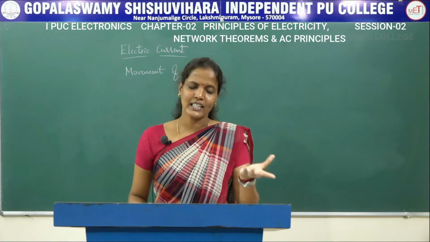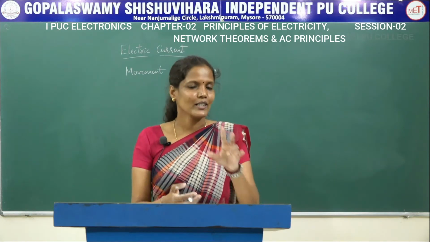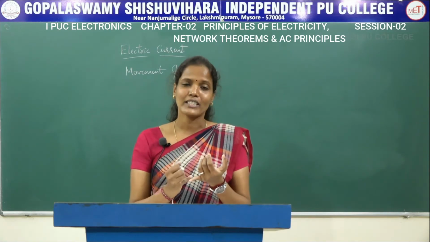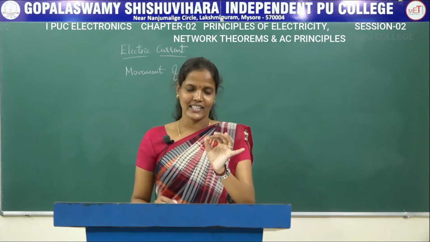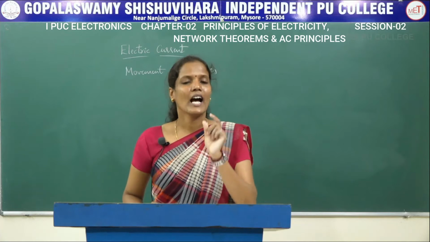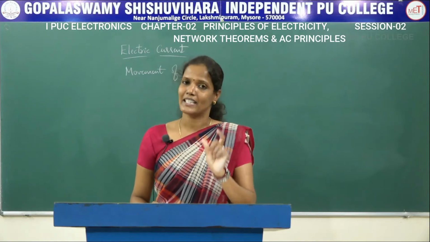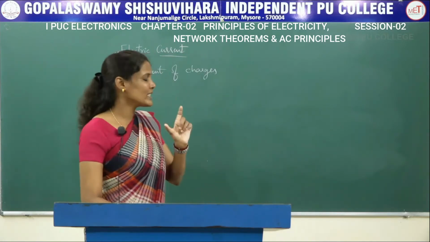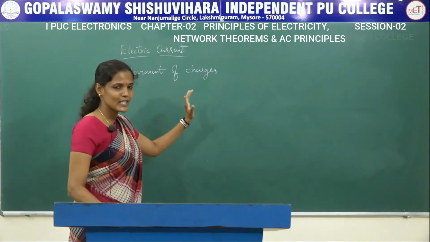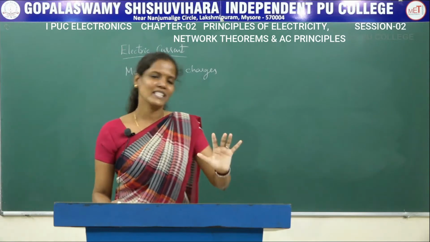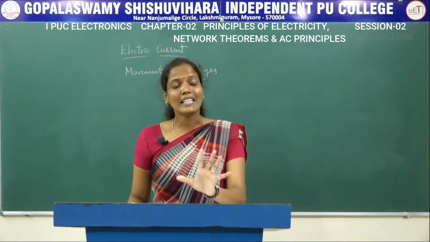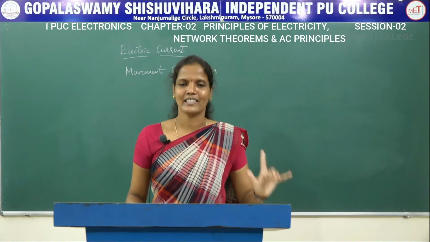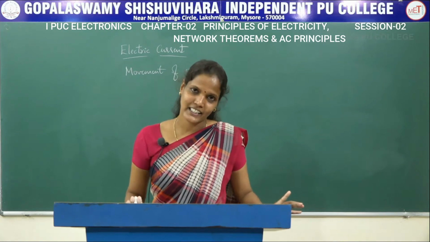When we say charges, in the last session we already saw there are two types of charges. One is the positive charge, the other one is the negative charge, and these negative charges, which are called electrons, are responsible for this current. So electric current is nothing but the movement of charged particles in a conducting material, or the movement of electrons in the conducting material.